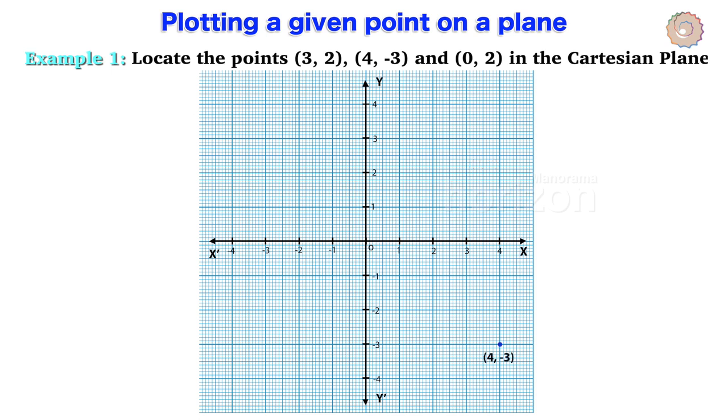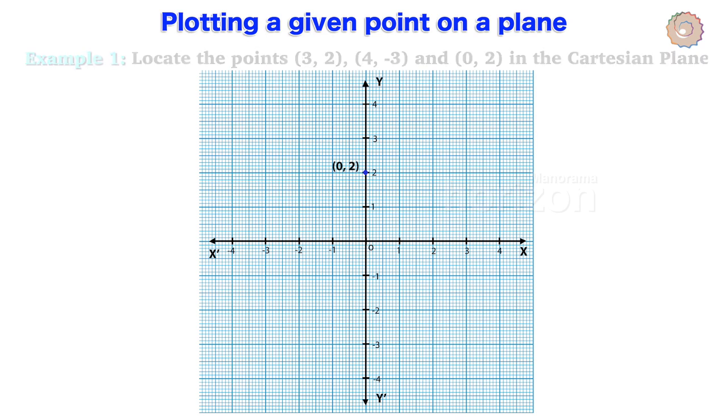Similarly, for (4, -3), from the origin, move along the positive x-axis to locate 4 and then move along the negative y-axis to get (4, -3). Now for (0, 2), since the x-coordinate is 0, from the origin itself, just move 2 units along the positive y-axis to get the point (0, 2).